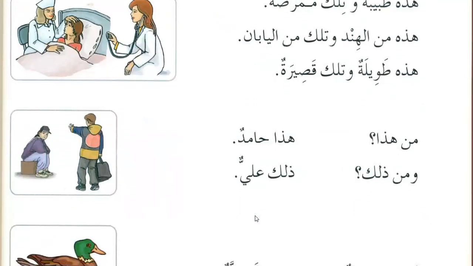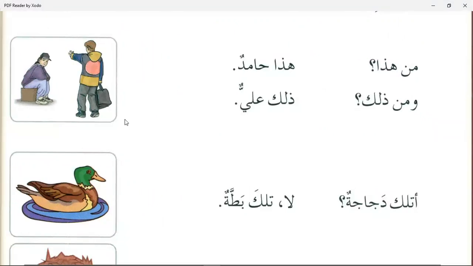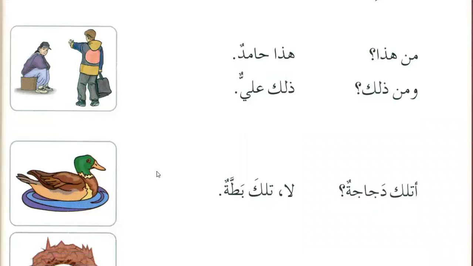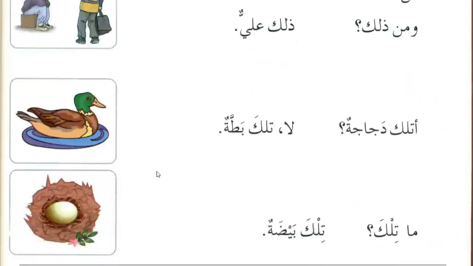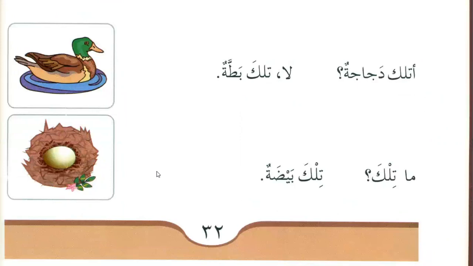Ms. Satya. Assalamualaikum. Waalaikumsalam. Man hasa? Hasa Hamidun. Who is this? This is Hamid. Waman Salika? Who is that? Salika Ali. That is Ali. Atilka dajajatun? Is that a chicken? La, tilka batatun. No, that is a duck. Matilka, what is that? Tilka baidatun. That is an egg.